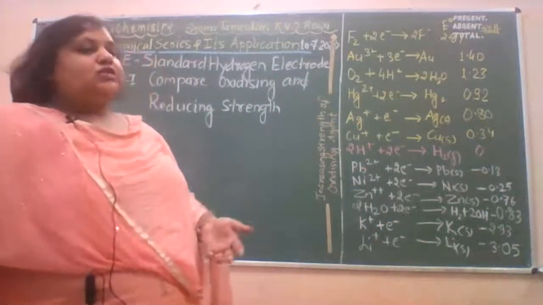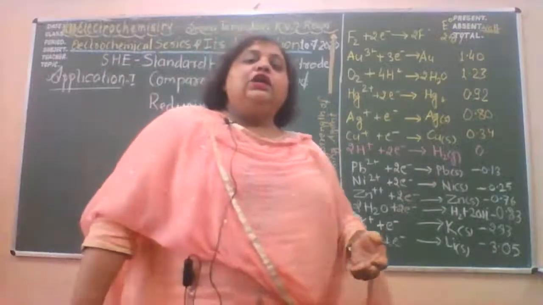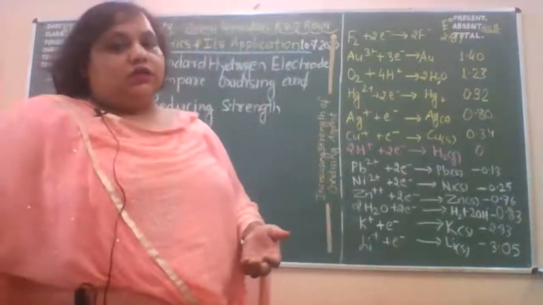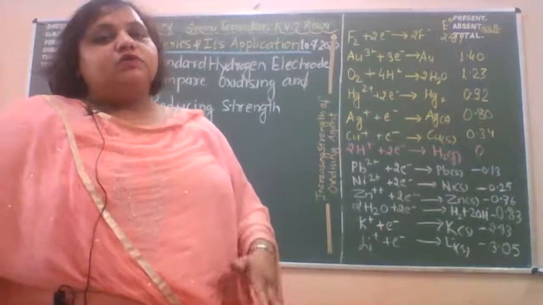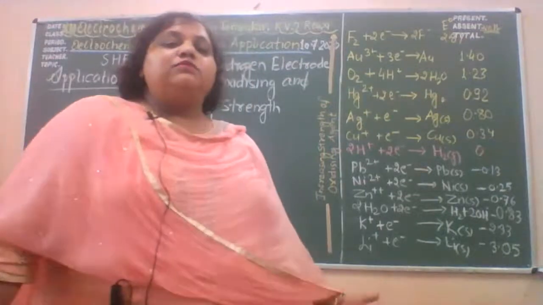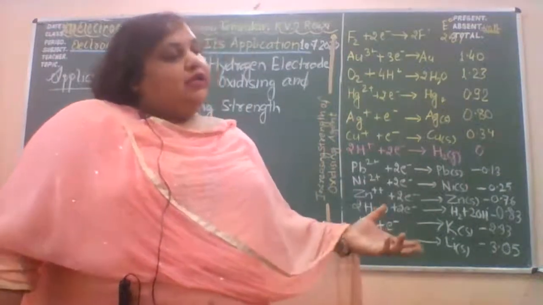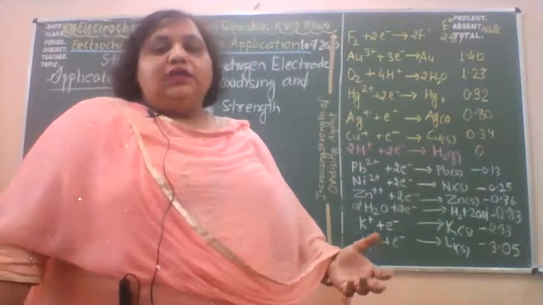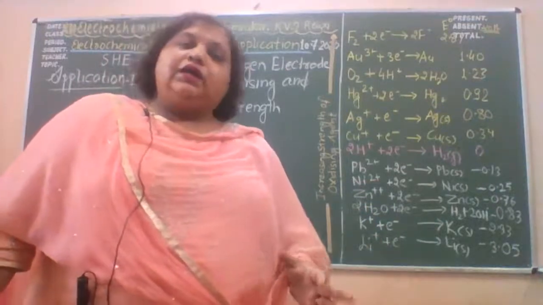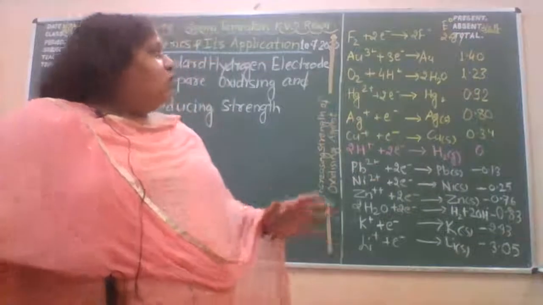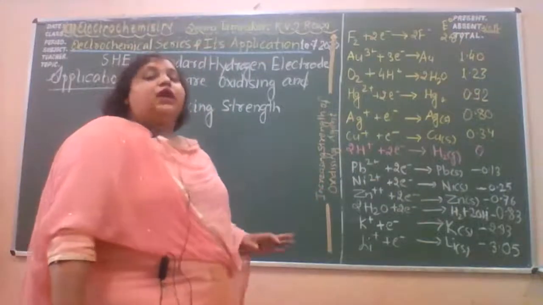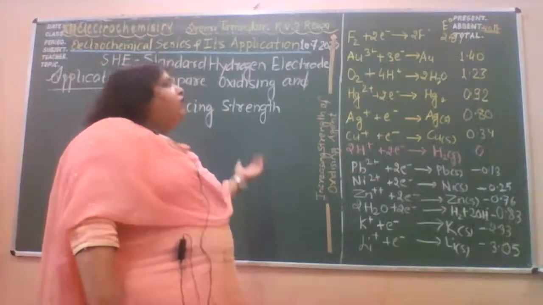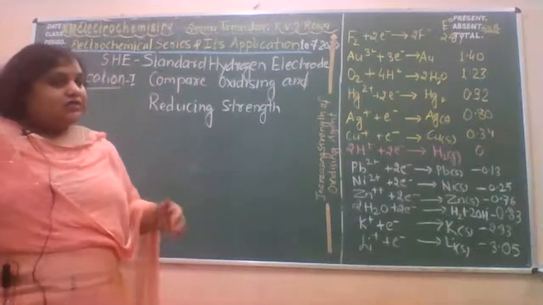Always in the case of oxidation and reduction, you learn one thing only, either in terms of the oxidation or in terms of the reduction, and then you do the vice versa. In this way, you will not get confused. So this is a very important application of this electrochemical series.